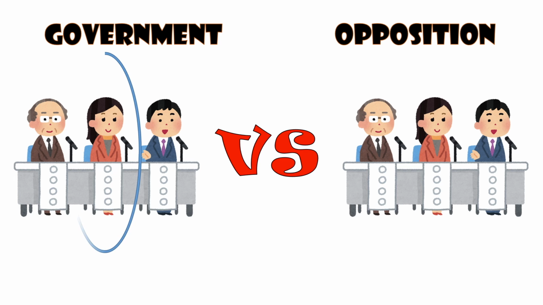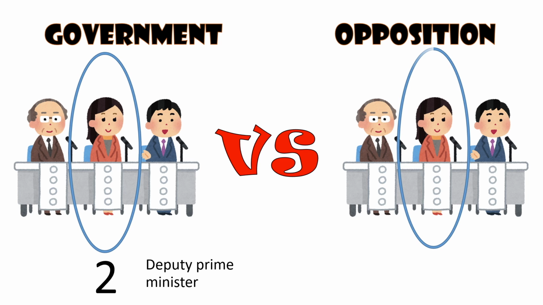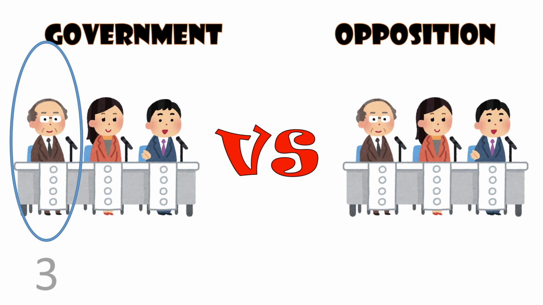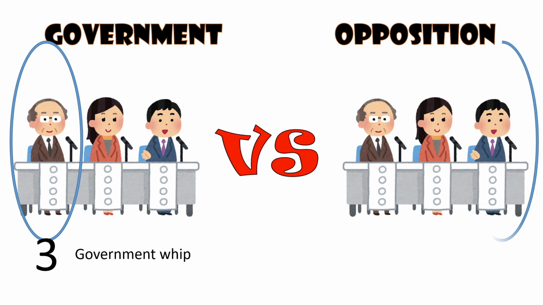Then the second speakers. These are Deputy Prime Minister and Deputy Leader of the opposition, sit right next to the first speakers of each team. Finally, the third speaker of each team sits on the outer row, next to the second speaker.